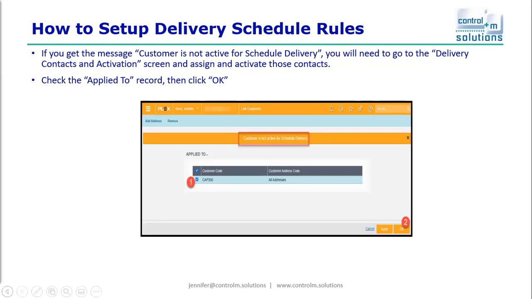Now, if you get an error message that says customer is not active for scheduled delivery, that means you did not update that active status in our previous step when we were setting up the contacts. I've done this several times; I always forget to update that status. So you would just go back to the contact and activation screen and make sure that the active status box is checked and that you actually do update it. I've been known to just check the box and forget to update it. Once that's done, you can come in here, check the applied to box next to the code, and then OK.